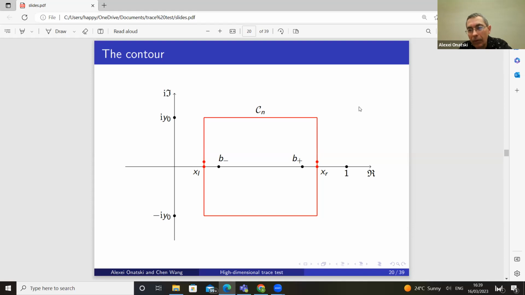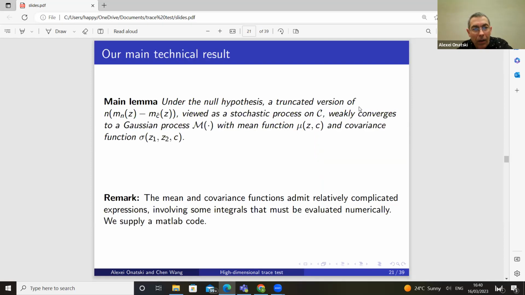So that's what the paper is doing. Now, the main result is as follows. Under the null hypothesis, a truncated version of this centered and scaled Stieltjes transform, viewed as a stochastic process on the contour, converges to a Gaussian process with mean function mu and covariance function sigma. And this mean function mu and covariance function sigma is what you've seen in the main theorem under the contour integrals when I was computing those mu c and sigma c.